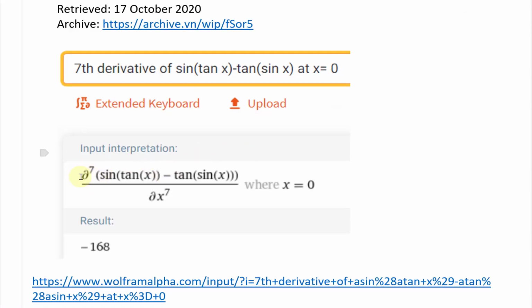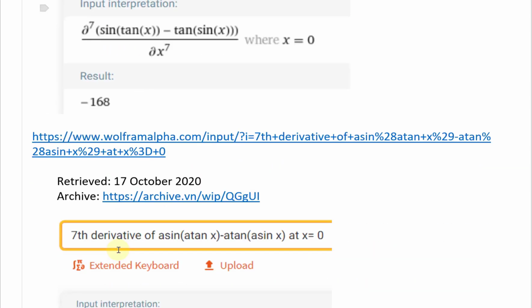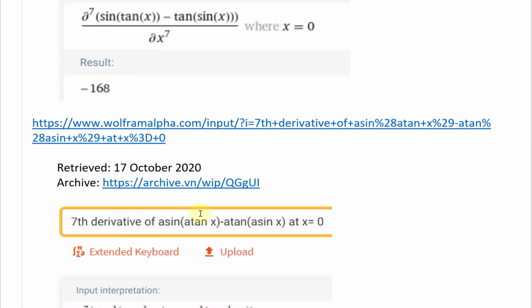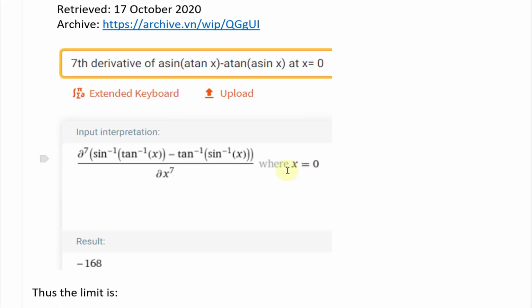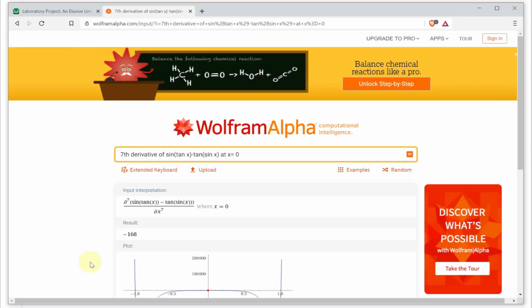So this is the 7th derivative. They use the partial derivative symbol, but anyway, it's the same thing since it's only one variable. This is going to be negative 168. And if you do the same thing for the denominator, the 7th derivative of inverse sine of inverse tan of x minus inverse tan of inverse sine of x at x equals 0, we get the same thing. You literally just write it and it will solve it: negative 168.